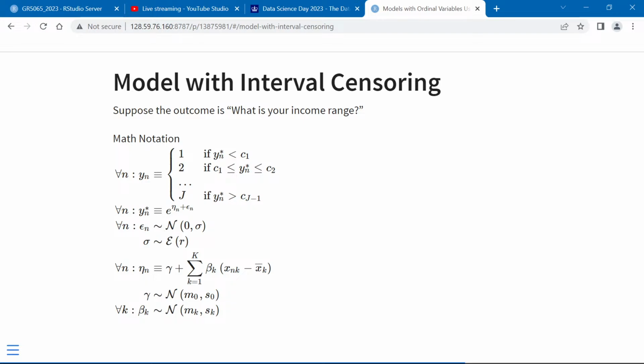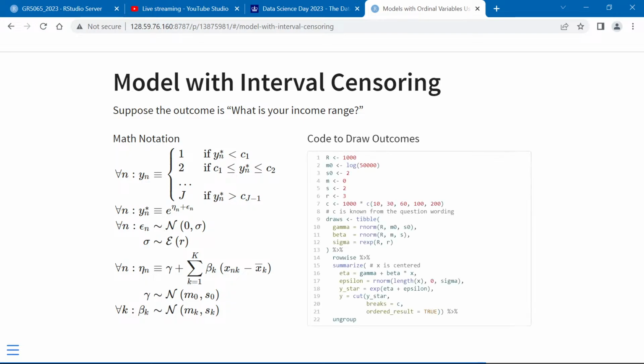In this case, we're talking buckets rather than what we had on the homework, which for the most part was numbers with one bucket for the top 1%. As such, the code to draw outcomes from the posterior predicted distribution is very similar to what we had on the homework, because it's the same up to Y star. We have this additional vector C, which again I assume to be known. Let's say it's 10,000, 30,000, 60,000, 100,000, 200,000, something like that, are the buckets that you can check yourself into.